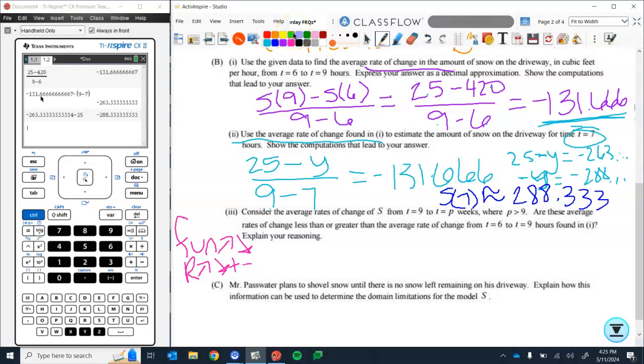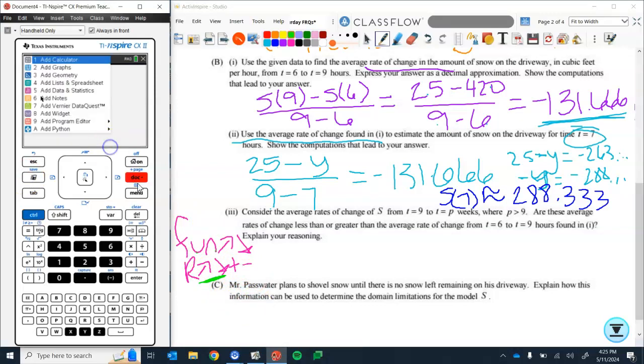Okay. All right, so there's my fun chart. If I want to know if some of these are greater than or less than, I'd be looking at whether or not the rates of change are increasing or decreasing, which means I need to know if my function is concave up or concave down. So I need to look at my function. I have the calculator and the regression pages. I'm going to add a graph.